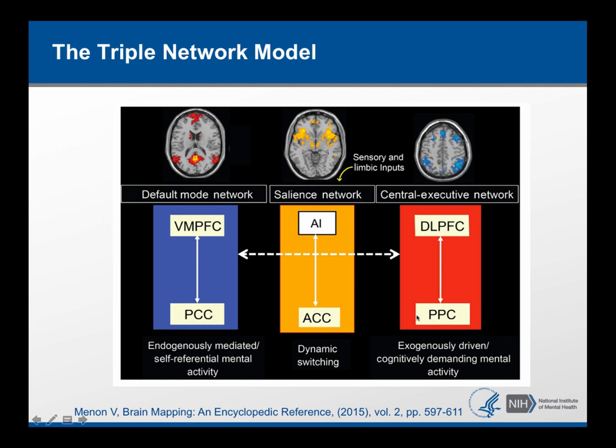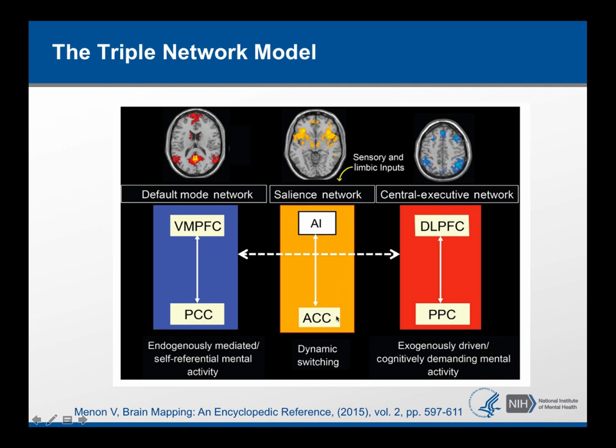Then there's the central executive network, which is involved in goal-directed activity or any kind of activity that requires cognitive processing. And then finally, there's this third network called the salience network. Now, the salience network we know is involved in processing the relevance of stimuli, and it's also thought to be involved in a dynamic switching between the default mode network and the central executive network.